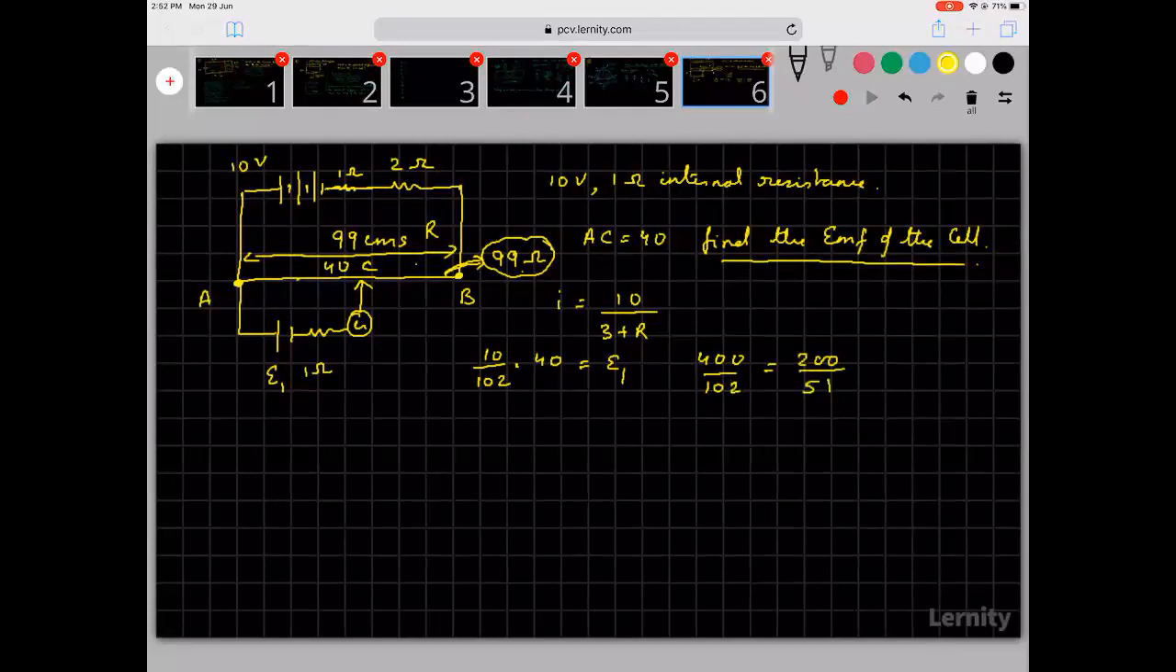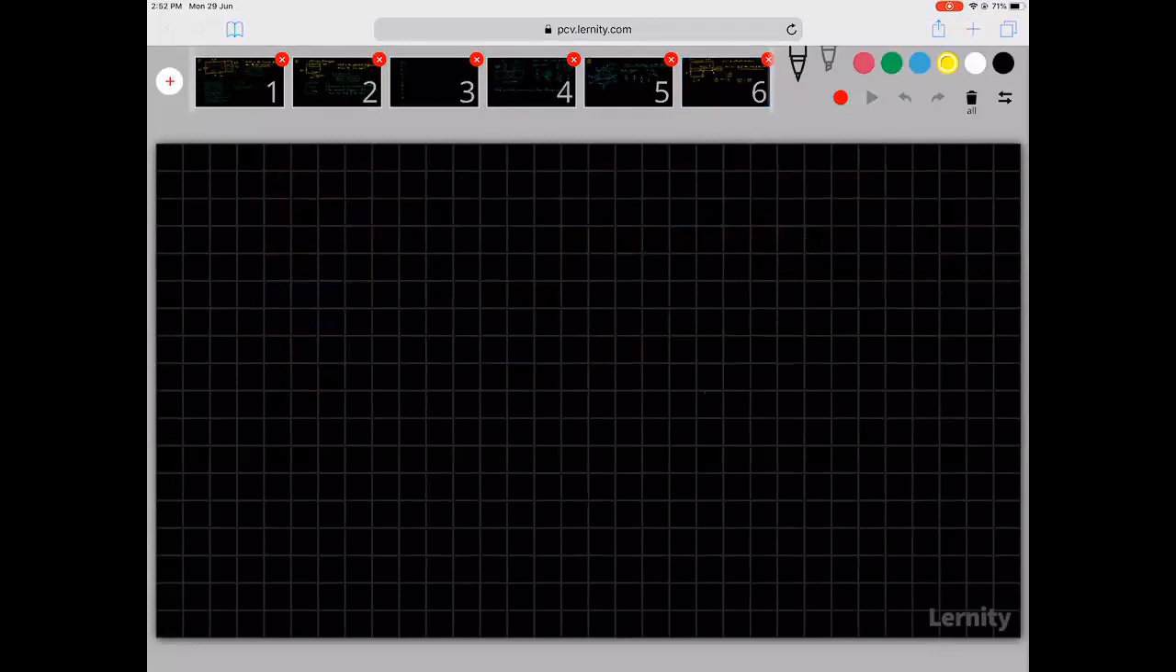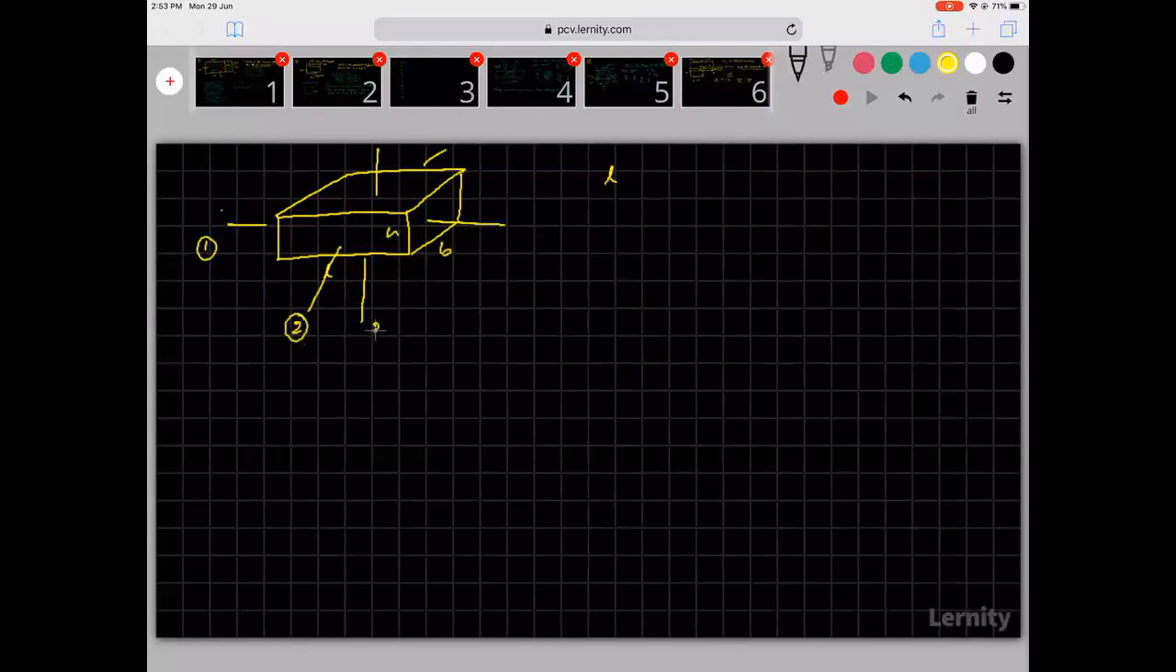Okay, if you are getting it, then here is the next question. I have a cuboid of dimensions LBH. This is L, this is B, and this is H. Now I'm connecting the cuboid in the first case this way, in the second case this way, in the third case this way. So case 1, case 2, case 3.